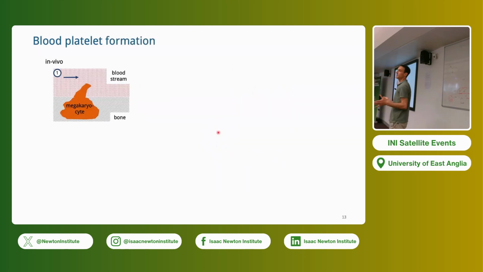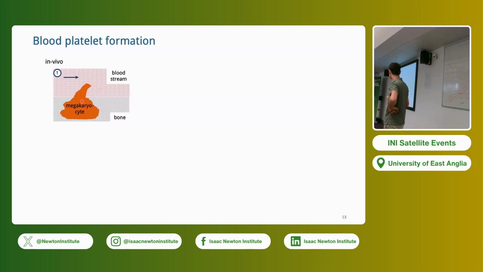To do that, we'll start with the in vivo situation. So I'll show you how platelet formation works in vivo. It happens in bones. So this is the bone. Inside the bone, there are cells called megakaryocytes. They're very large cells. And they're sitting right next to the blood vessels. So even in your bones, there's small blood vessels. That's the bloodstream up here.